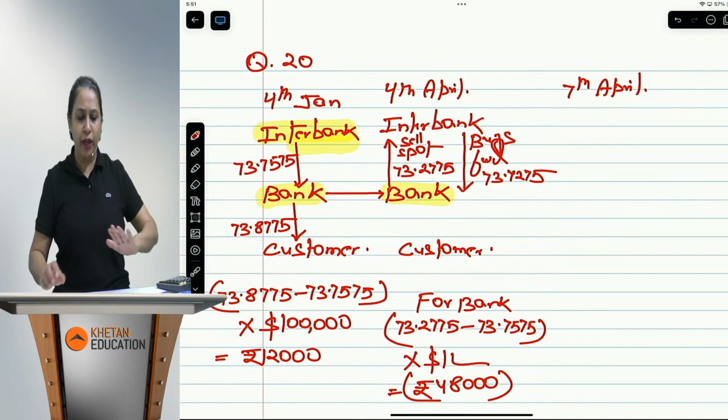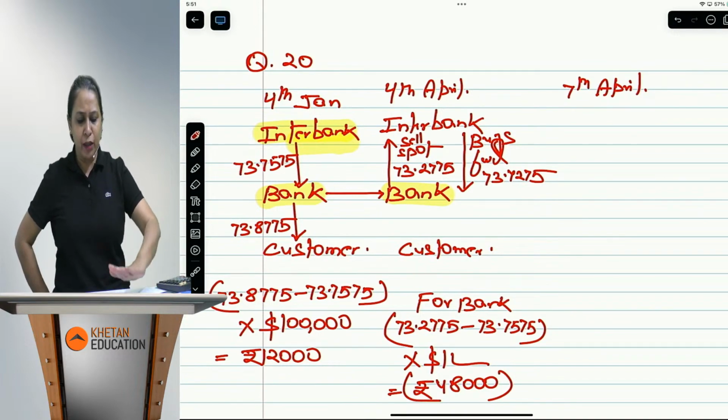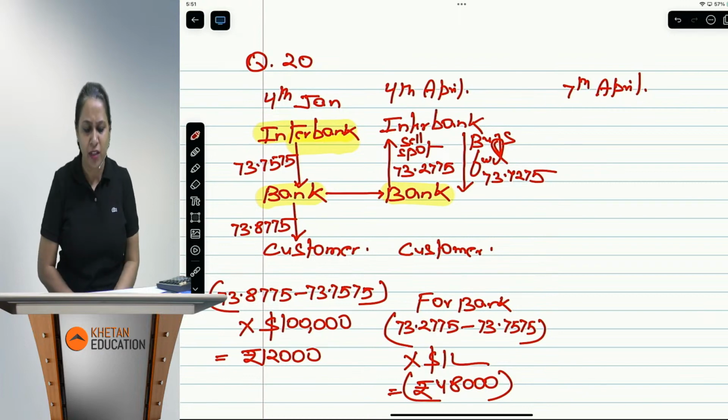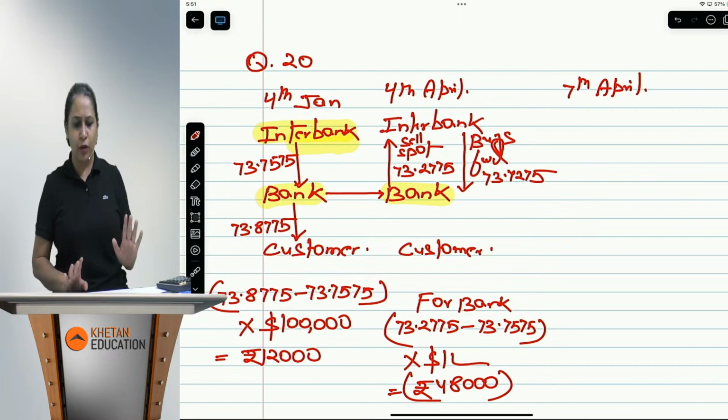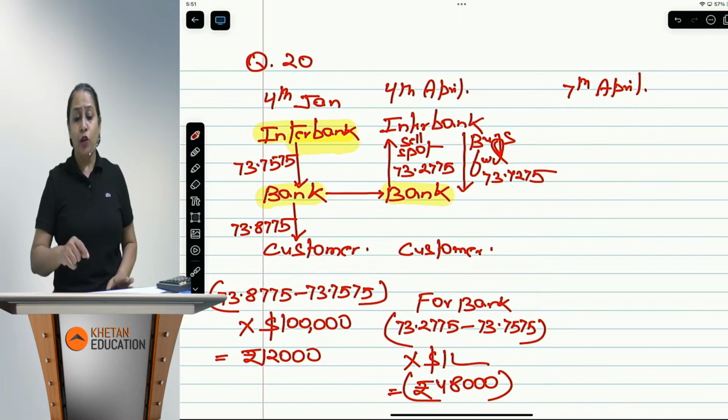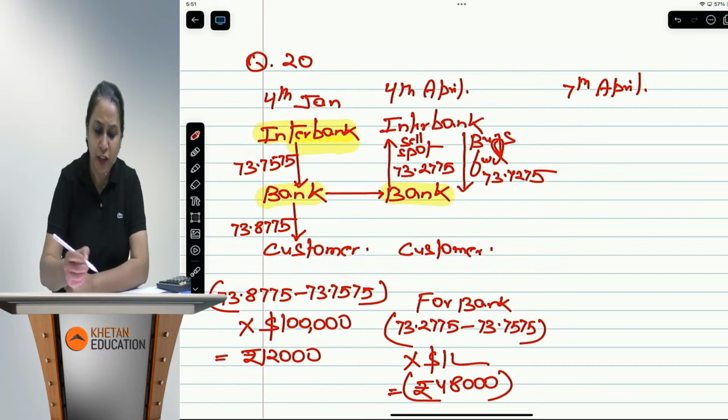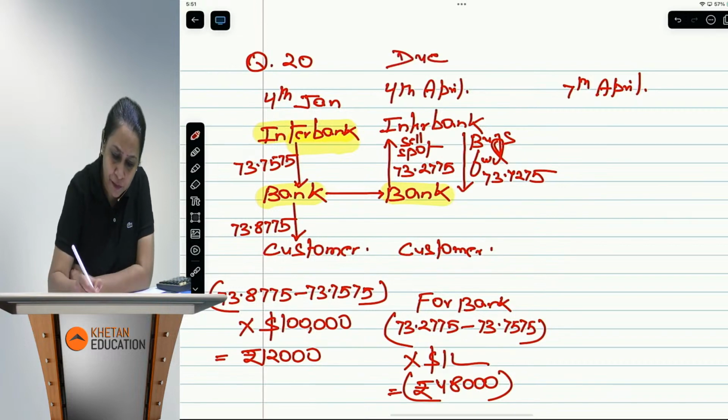So again, repeat. On 4th of January, the customer entered into a forward buy contract of $1 lakh at the rate of 73.8775, and at the same time the bank went into the interbank market and bought forward at 73.7575, thereby blocking a profit of 12,000 rupees. This part should be completely sorted. The contract was for Jan to Feb, Feb to March, and March to April. That means a 3-month contract, right? So on 4th of April, what is 4th of April? It is the due date. There was a writing error, guys. It is a due date.